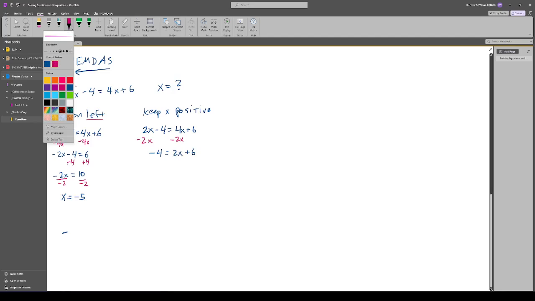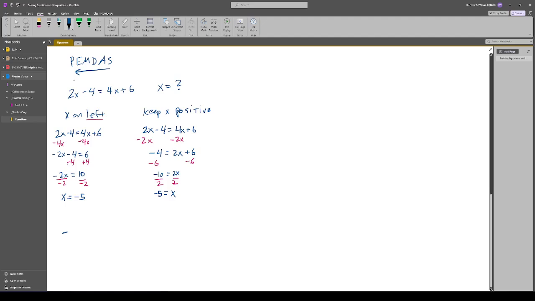My next step is, since my x's are now living on the right, I need to get rid of the 6 that's over there by subtracting 6. So now on the right, I'm left with 2x, and on the left, I'm left with negative 10. My last step in this case is to divide by a positive 2, which still gives me the exact same answer of negative 5 equals x. And then by convention, we write the x on the left in our solution. So as a reminder, if we read this negative 5 equals x, it's the exact same as reading x equals negative 5. So I would write my final answer x equals negative 5, like that.